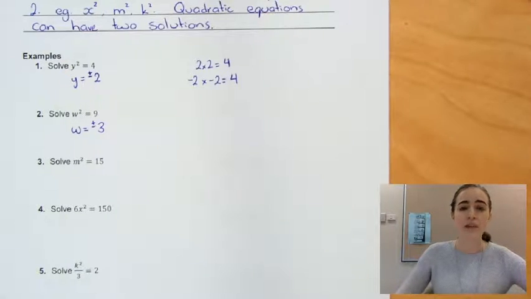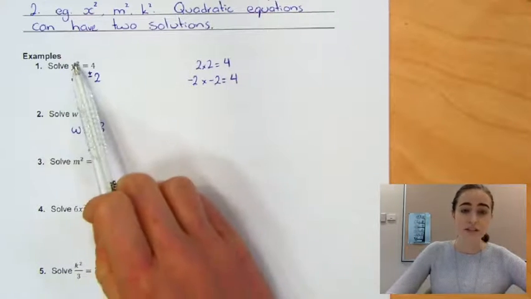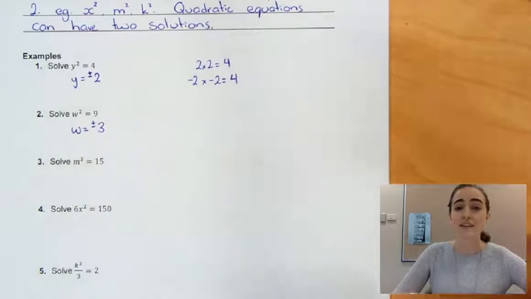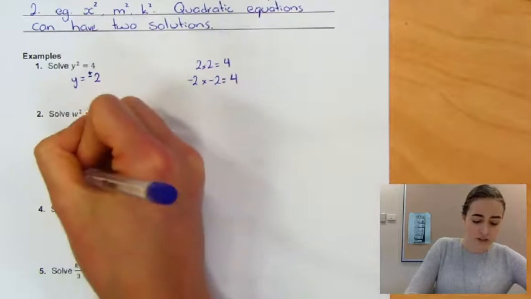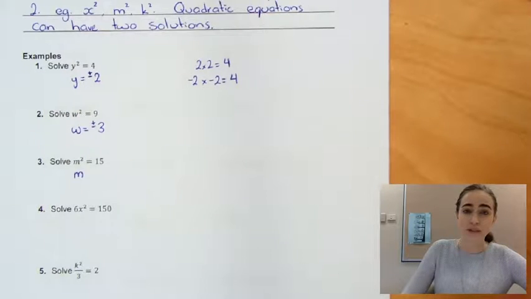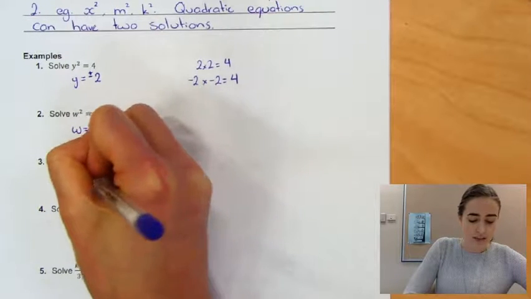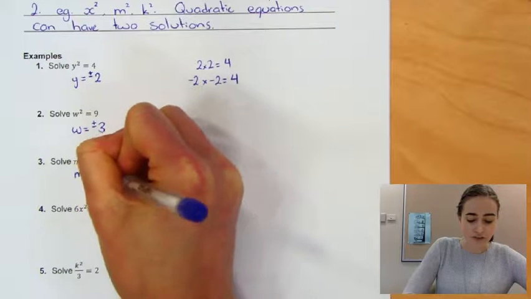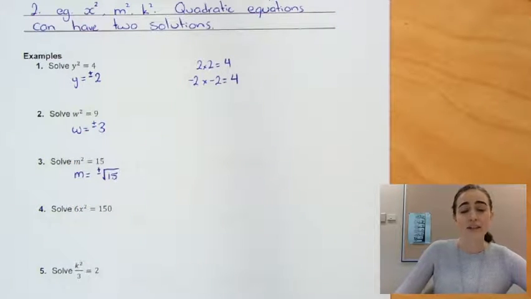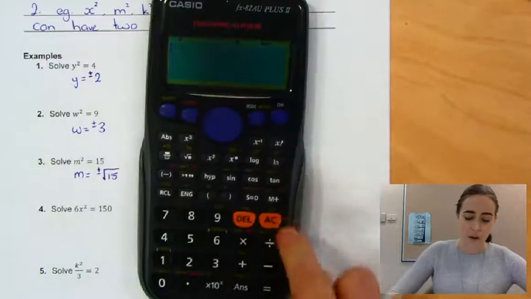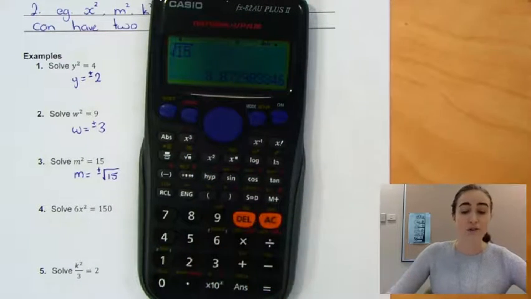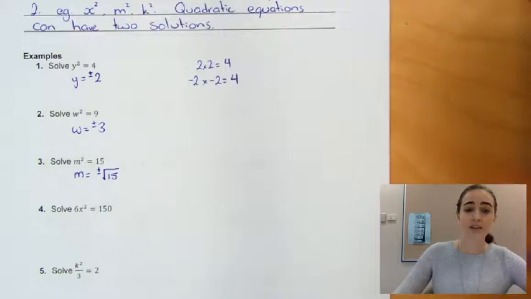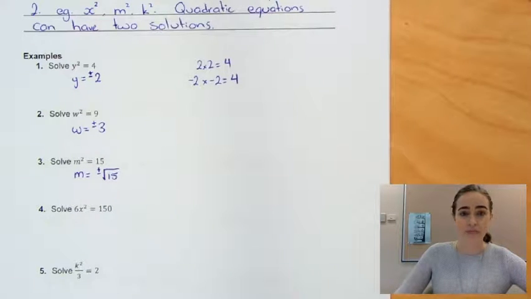The way we do it is we think about working backwards and doing inverse operations. The opposite of squaring something is taking the square root. So for this one, we've got m squared equals 15. We can write m is equal to plus or minus the square root of 15. If that came out to be a nice number, we'd simplify it down. But the square root of 15 is not a nice number. It's a huge, horrible decimal. So we're just going to leave it as plus or minus the square root of 15.